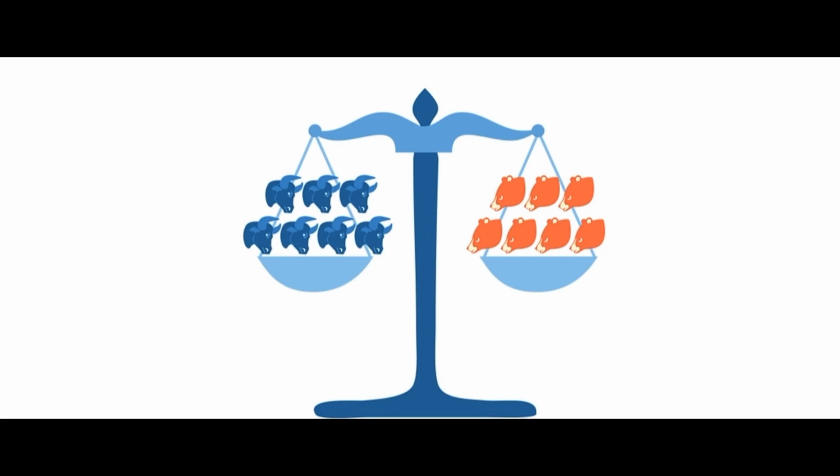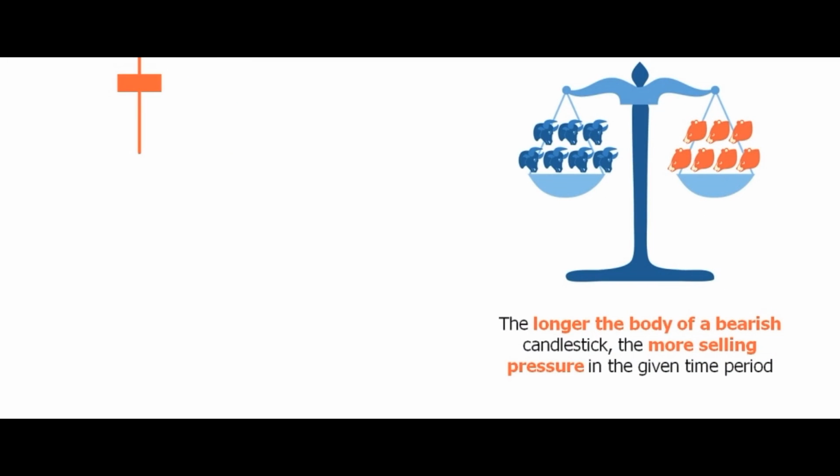The balance between buyers and sellers, you could look at the size and color of the candlestick. When the body of the candlestick is bearish but small, as you see here, there is a relative equilibrium between the bulls and the bears. We can see that because the candle is bearish, there is slightly more selling pressure than buying pressure.